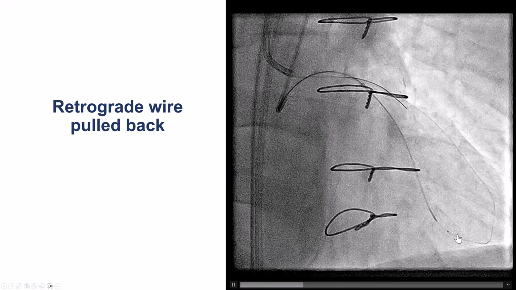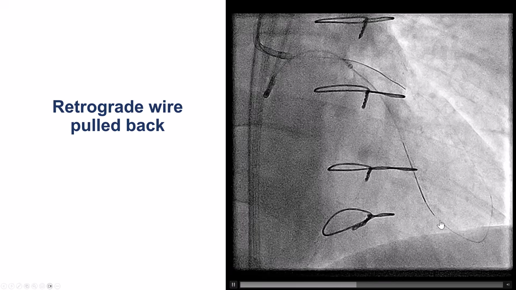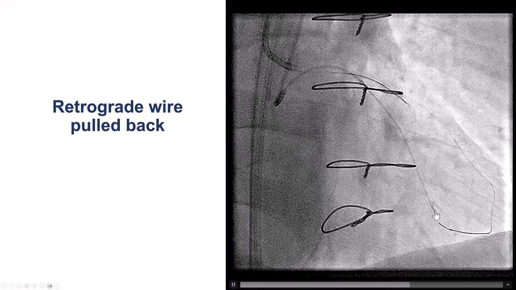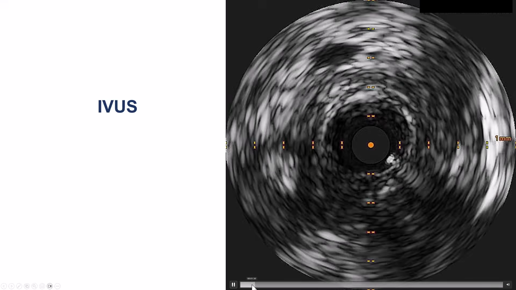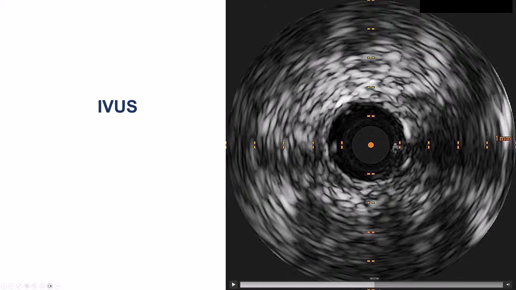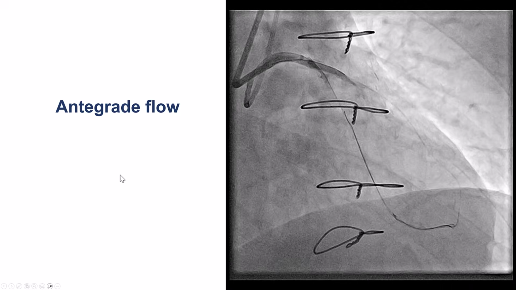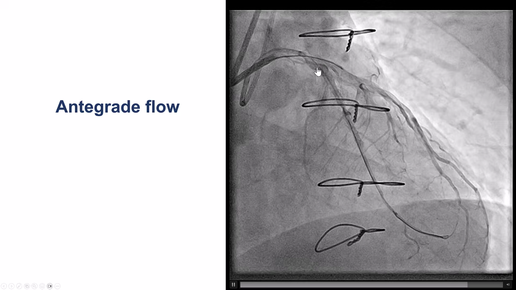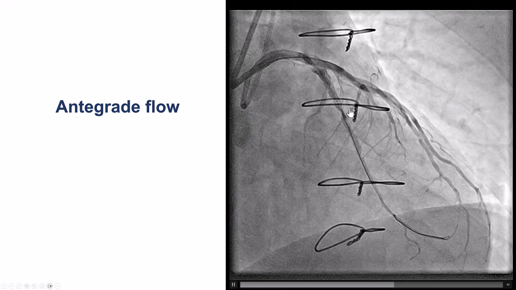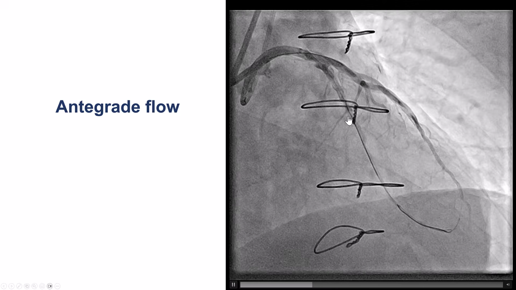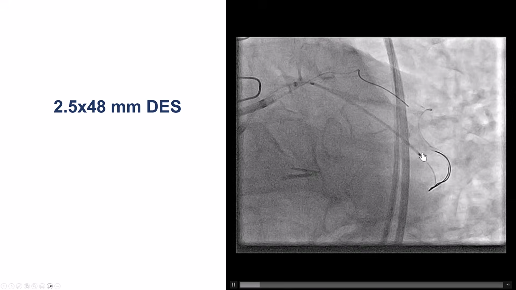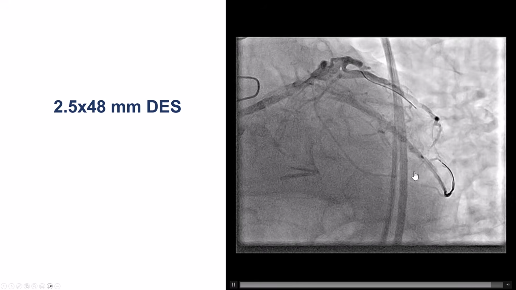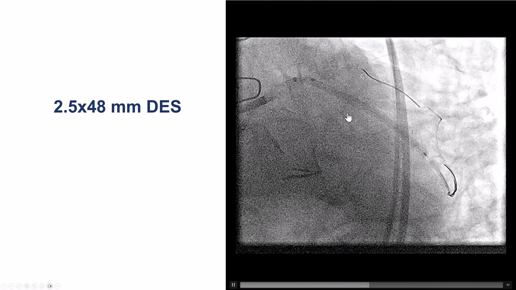We then pull back the retrograde guide wire, and then we were able to advance an Antegrade guide wire inside the distal obtuse marginal. Pre-dilated with a long balloon, did intravascular ultrasound. And then we did a little picture to see if we had any extravasation in this area where I was standing before, but now it was very faint, almost completely gone. So what we did is placed a 2.5 by 48 millimeter drug-eluting stent. And by doing that, this provided a nice result.